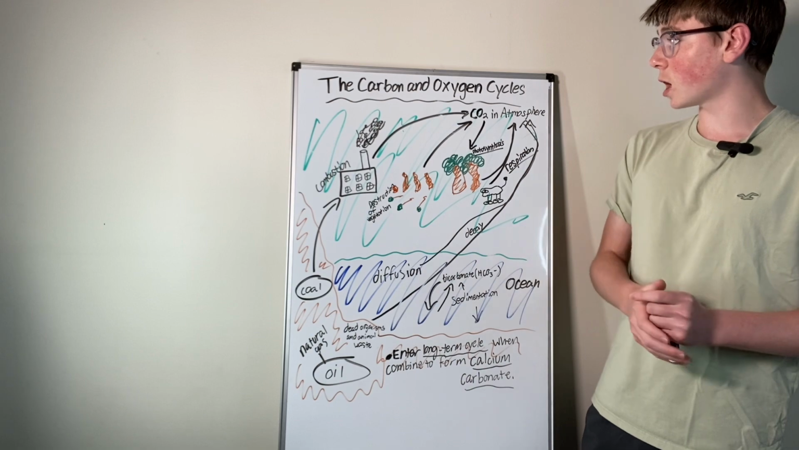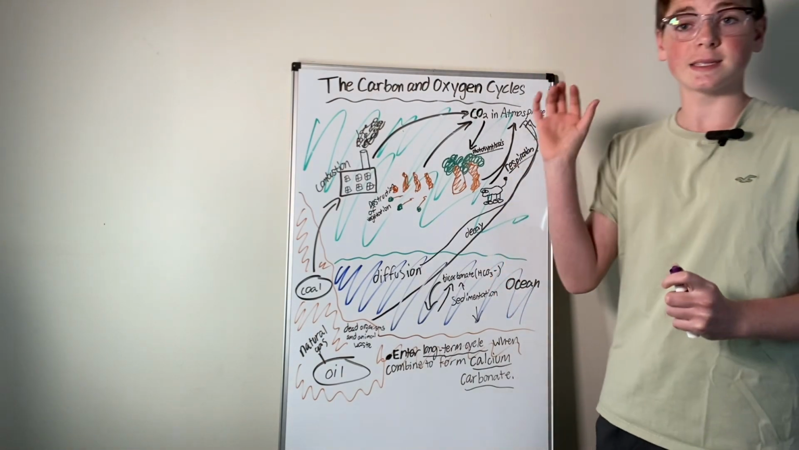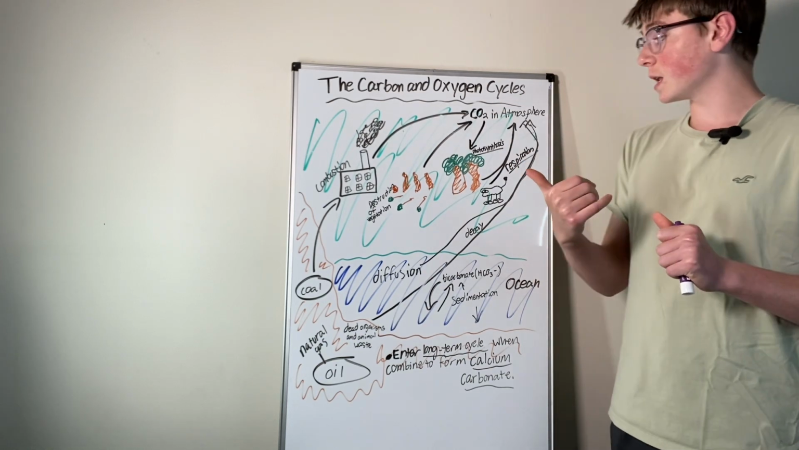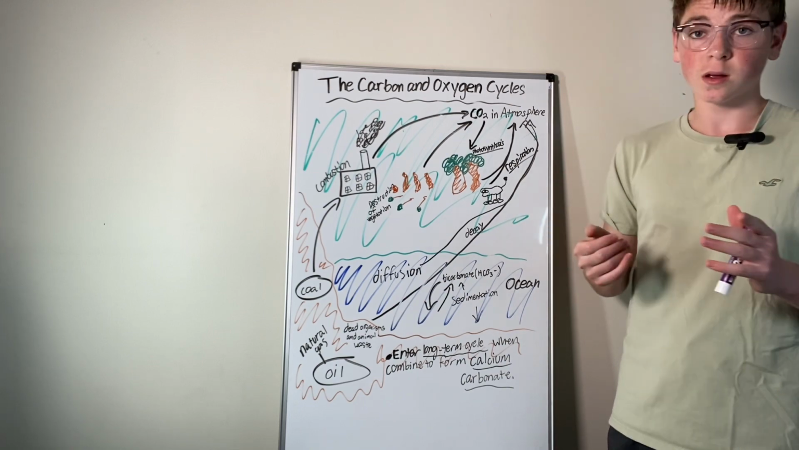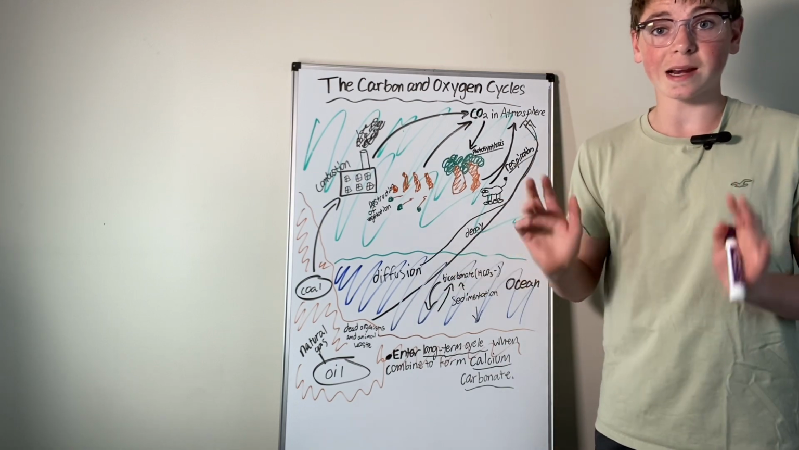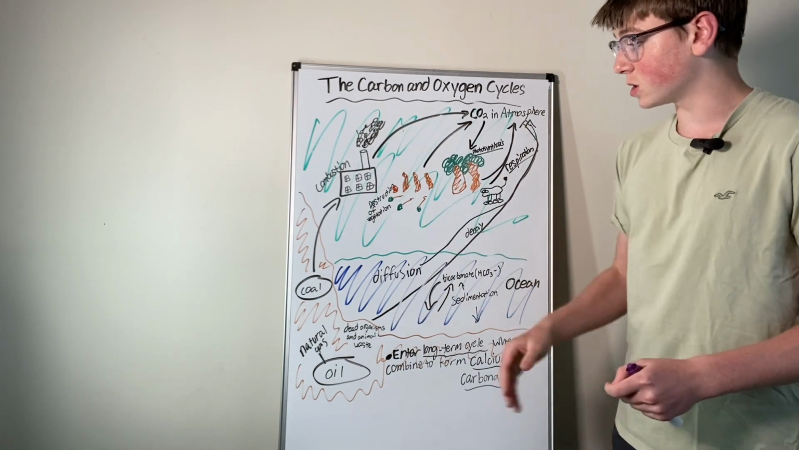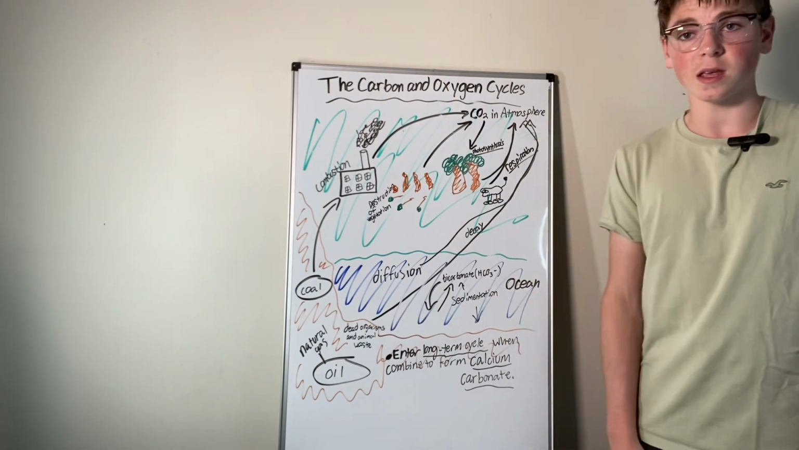So this is our carbon and oxygen cycles. The main thing you should get from this is that carbon dioxide is taken from the atmosphere and turned into oxygen through photosynthesis. It is put back into the atmosphere through respiration. And then there's many other side things that can add carbon dioxide back into the atmosphere, like combustion, destruction of vegetation, diffusion, and then there's some little cycles in the ocean.